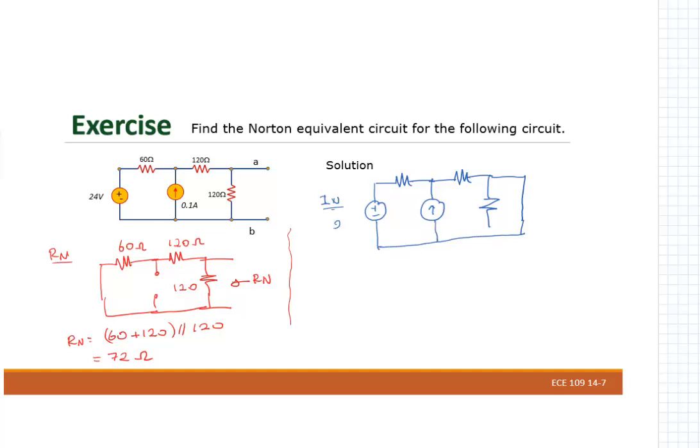So this is 24 volts. This is 0.1 ampere. This is 120. This is 60. This is 120. You will see when we make short right there, this is basically nothing there. Okay.